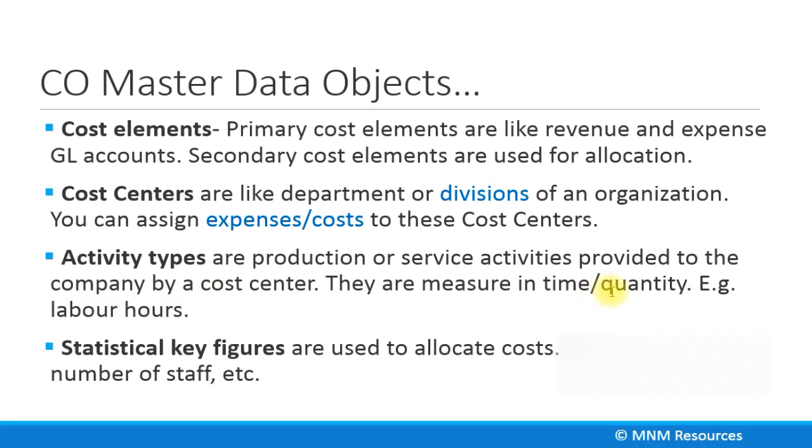It can also be quantities. For example, some cost center might produce a certain amount of quantities, maybe 10 products or 20 products. Then those also can be called activity types.